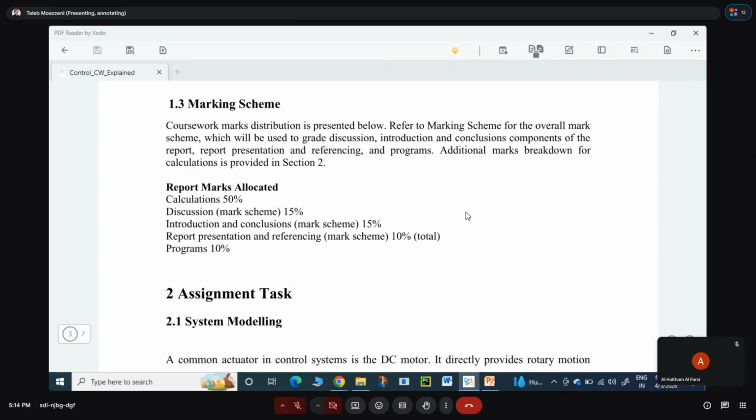So 15% for this discussion, and we have another 15% for the introduction and conclusions. This should be brief. For the introduction, just one paragraph is enough. No need for it to be long, no need for a literature survey. Just introduce this project.